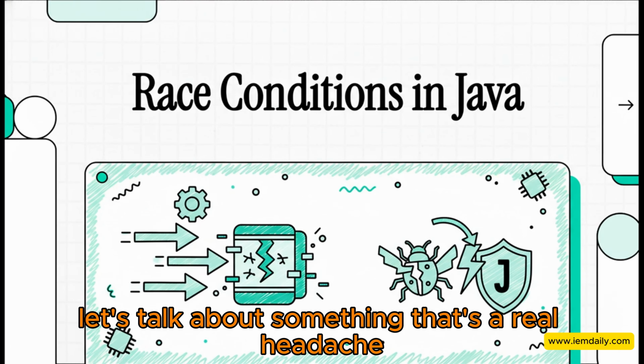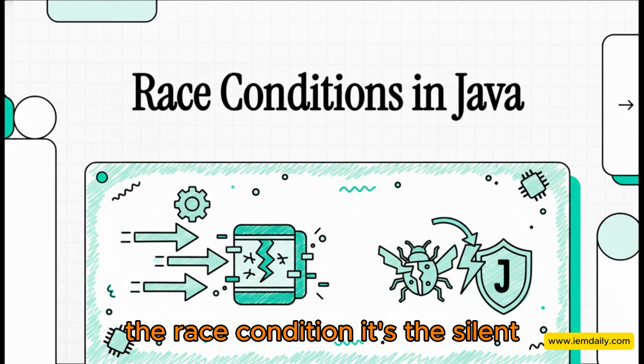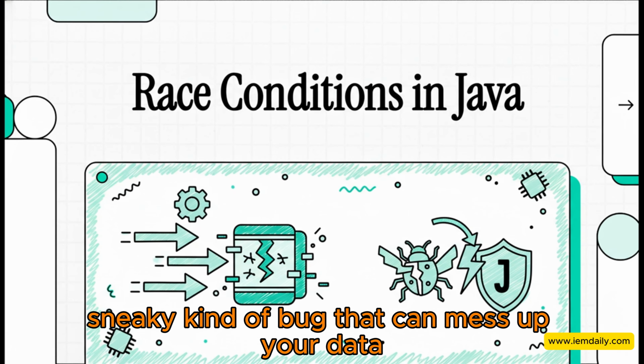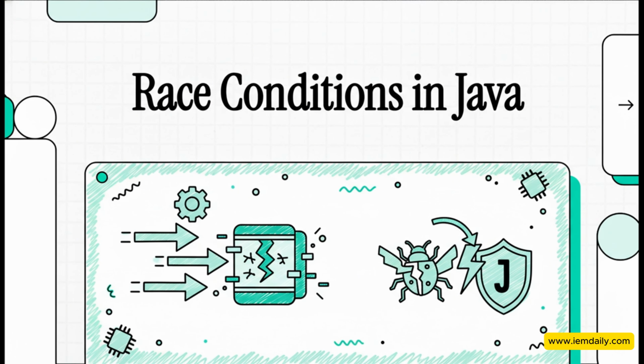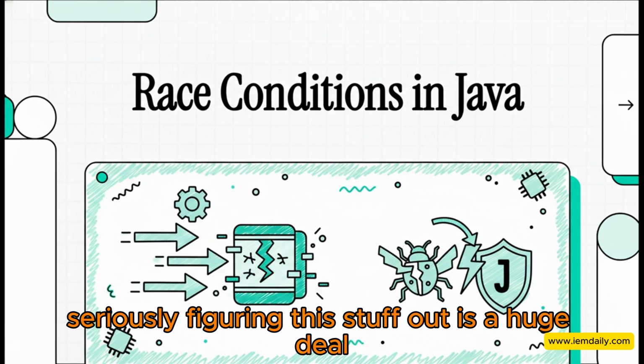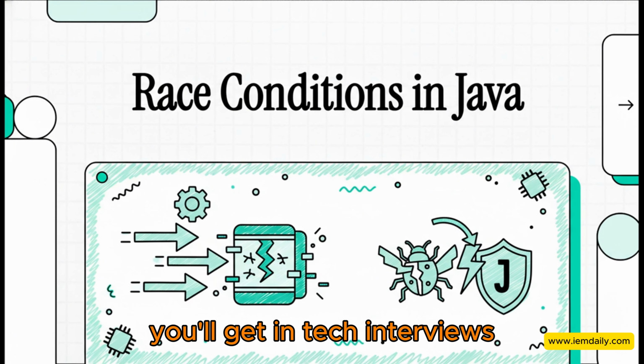All right, let's talk about something that's a real headache for developers in concurrent programming, the race condition. It's the silent, sneaky kind of bug that can mess up your data and make your apps act completely nuts. Seriously, figuring this stuff out is a huge deal, not just for writing solid code, but it's also a classic question you'll get in tech interviews.